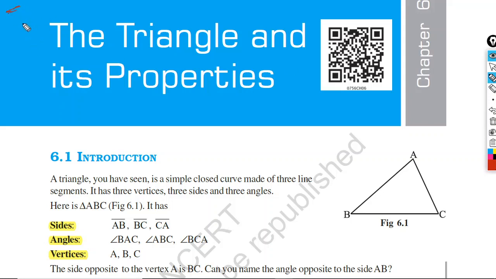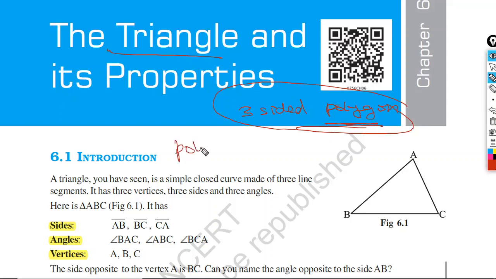So today we are going to discuss triangles and their properties. Now first we will learn what a triangle is. In the previous classes you had learned about triangles. A triangle is a three-sided polygon. A three-sided polygon is called a triangle. Now the question arises, what is a polygon?